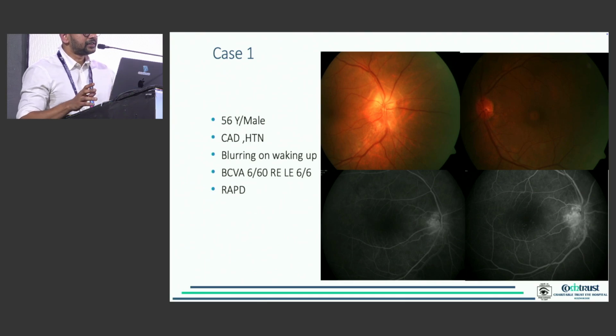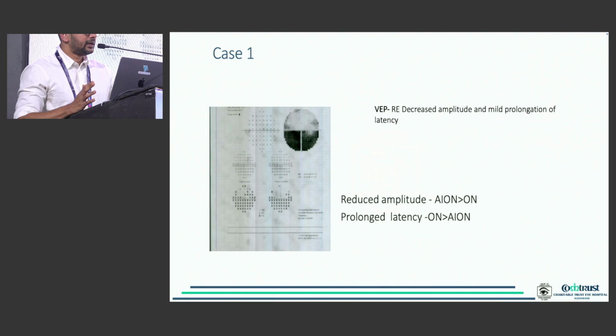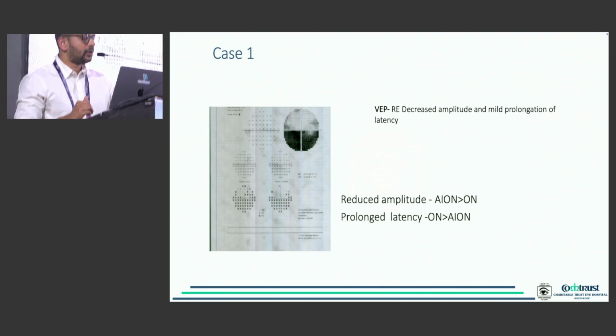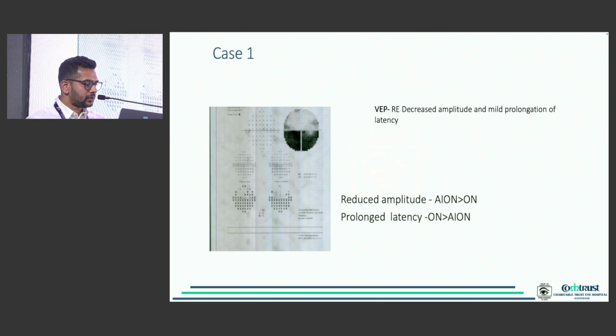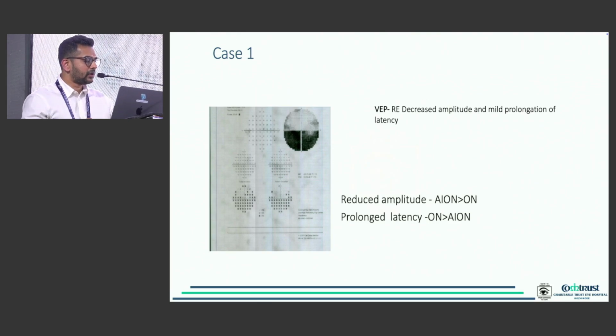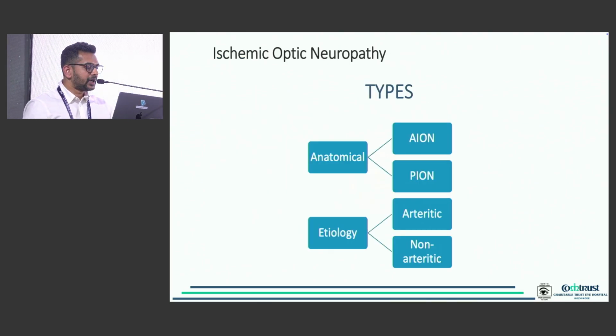This shows sectoral hyperemic disc edema, and FFA shows a sectoral filling defect. HFA was done, which showed an inferior altitudinal field defect. VEP done showed decreased amplitude and mild prolongation of the latency. This is a typical non-arteritic anterior ischemic optic neuropathy. Ischemic optic neuropathy can be classified anatomically into anterior and posterior.